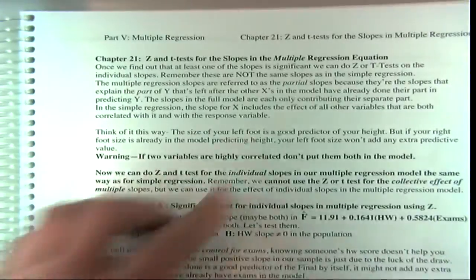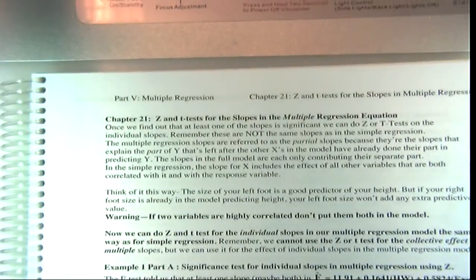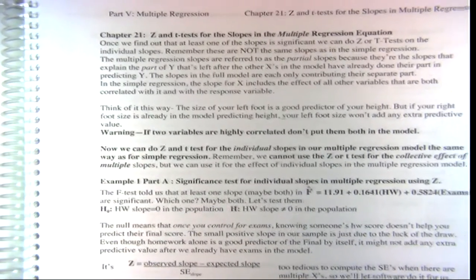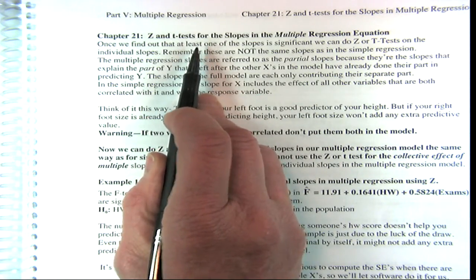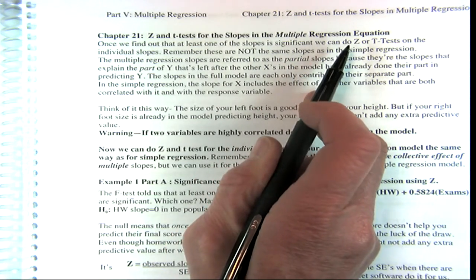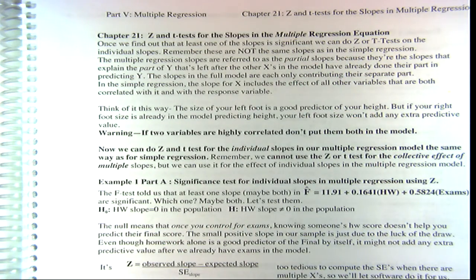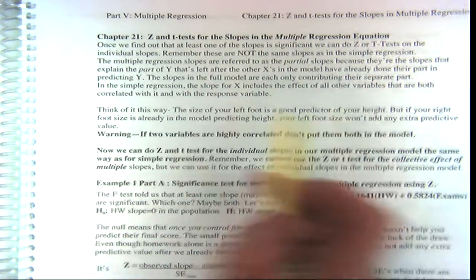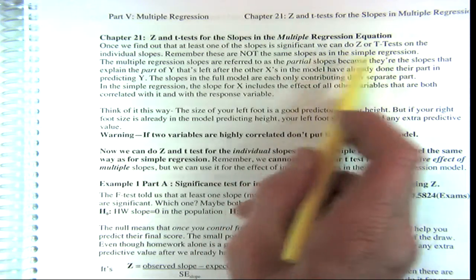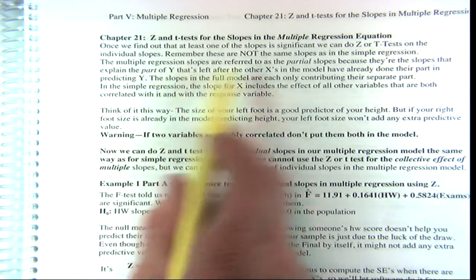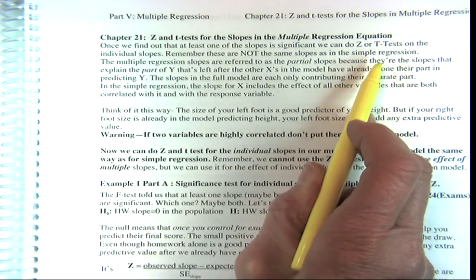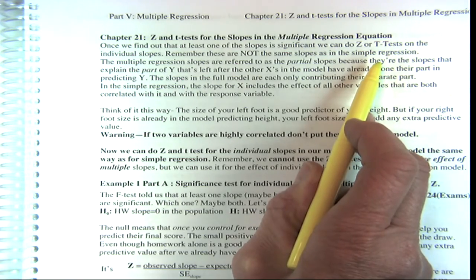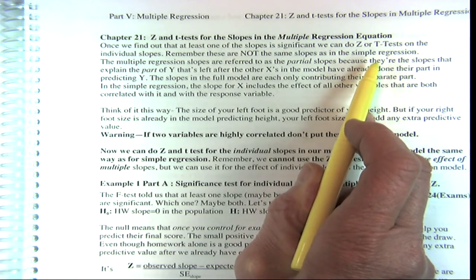So our next step is what? Now we know that at least one of the slopes is significant, and we're just going to see which one, maybe both. So we're going to go back to using Z and T tests for the individual slopes in the multiple regression model, and that's what we're going to do for the rest of the hour. This is going to be very familiar to you. Once we find that at least one of the slopes is significant, we can do Z or T tests on the individual slopes. Remember, these are not the same slopes as in the simple regression, because they're taking into account all the other parameters in the model.